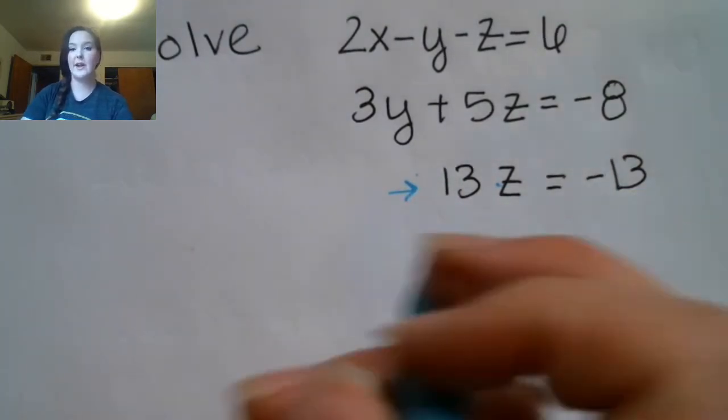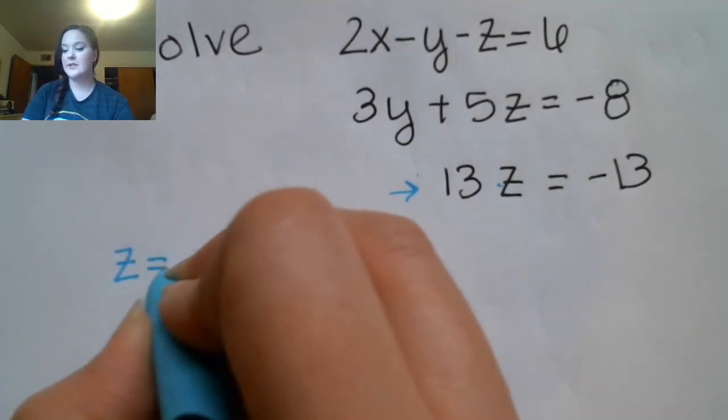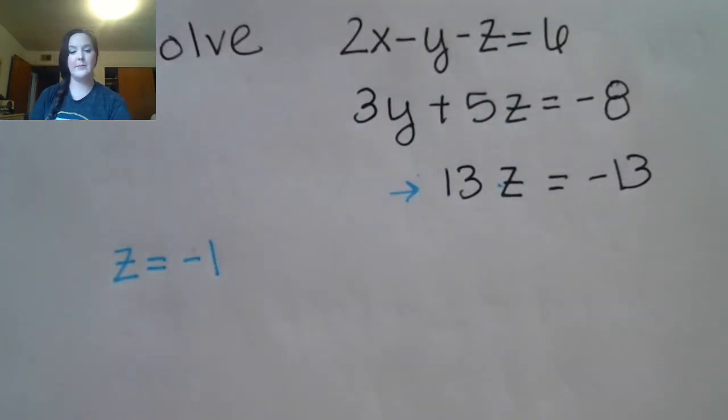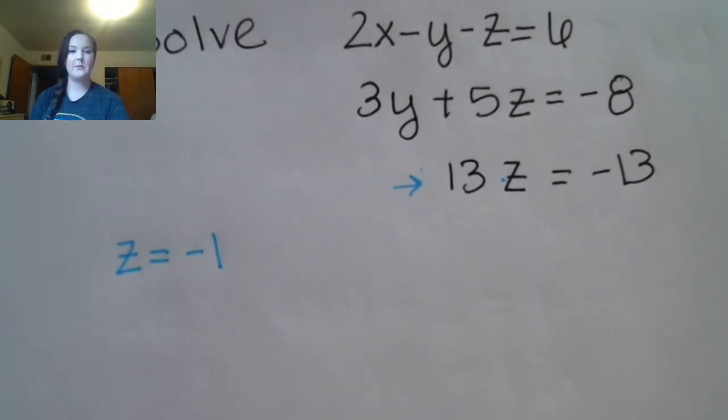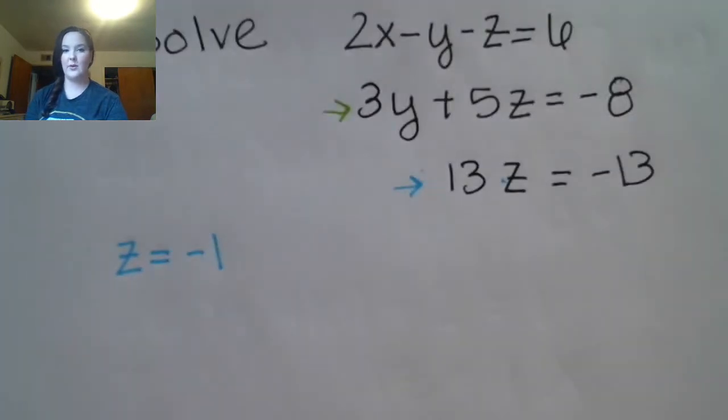So I'm going to divide both sides by 13, and I'm going to get z equals -1. Okay, so that's my first step. Then the second thing I'm going to do is take that value and substitute it into my second equation.